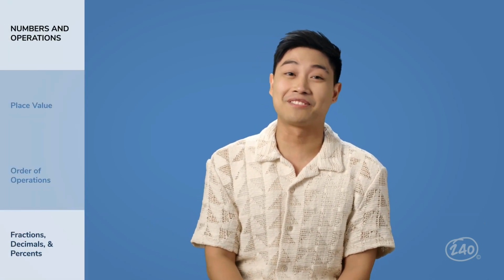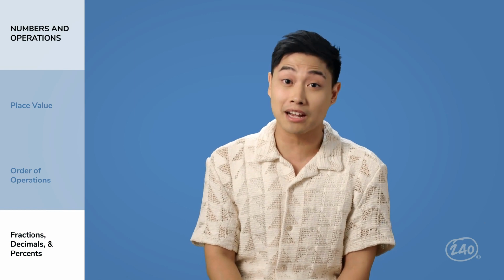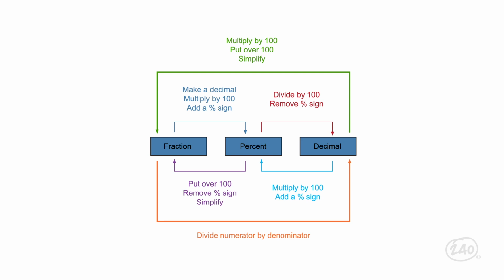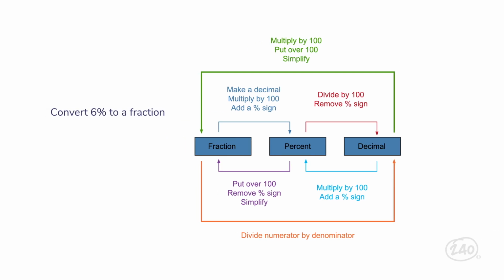All right, let's start off with fractions, decimals, and percents because they come up a lot in this exam. You'll likely be given a number, for example, 6%. Then you'll be asked to convert that number into a fraction. Our study guide gives you helpful flowcharts like this one to help you solve the problem. In this case, we'll start with the 6% and follow the arrow to the fraction box. This tells us to go from a percent to a fraction. We need to put the number over 100, remove the percent sign, and simplify. So 6 over 100 becomes 3 over 50, meaning 6% is equal to 3/50ths.